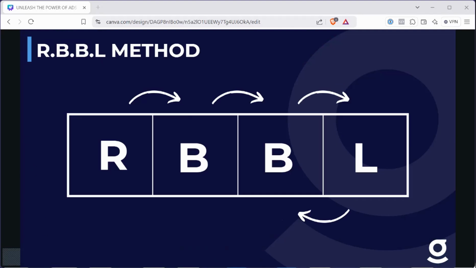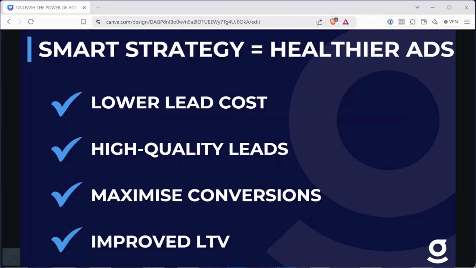So that is it, we need to dedicate separate sessions for each stage in the RBBL method. Of course, the build and learn is a continuous process. Research is that first step, which will take a lot more time initially. Again, you don't have to do that every single time you create a campaign, but you certainly want to continue to learn and build and continue to cycle so we can actually get a lot better. And what it leads to is, smarter strategy gives you healthier ads. It leads to lower lead costs, higher quality leads. You maximize your conversions and you improve your lifetime value. Why do you improve your lifetime value? It's because we're attracting the right type of people into our facilities. It makes sense, right?